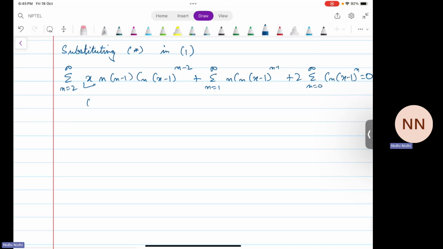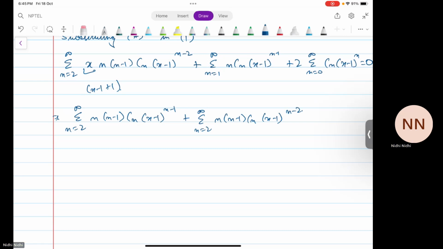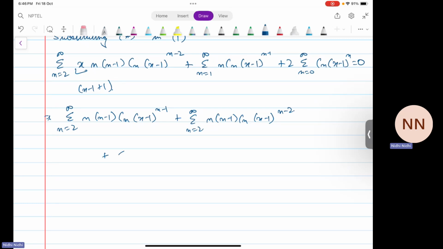Now let's write this x as x minus 1 plus 1. So with that we will get summation n from 2 to infinity n minus 1 cn (x minus 1) to the power n minus 1, plus summation n from 2 to infinity n minus 1 cn (x minus 1) to the power n minus 2, plus rest of the terms being same, n from 1 to infinity n cn (x minus 1) to the power n minus 1, plus 2 cn (x minus 1) to the power n equals to 0.